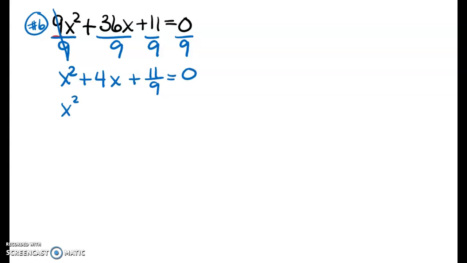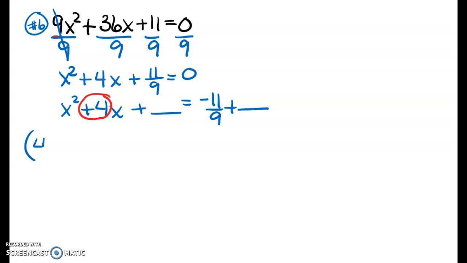And then I'm going to move my 11/9 over. I have my x terms together. And I'm going to subtract it to the other side, and I'm not going to forget my blank. I'm going to find the coefficient of x, or the number in front of x. I'm going to multiply it by 1/2 and then square it. So half of 4 is 2, and when I square it, I get 4. So I'm going to add 4 to both sides, but I also know that I need a common denominator. So I'm going to multiply 4 over 1 by 9 over 9, so I get a nice common denominator.